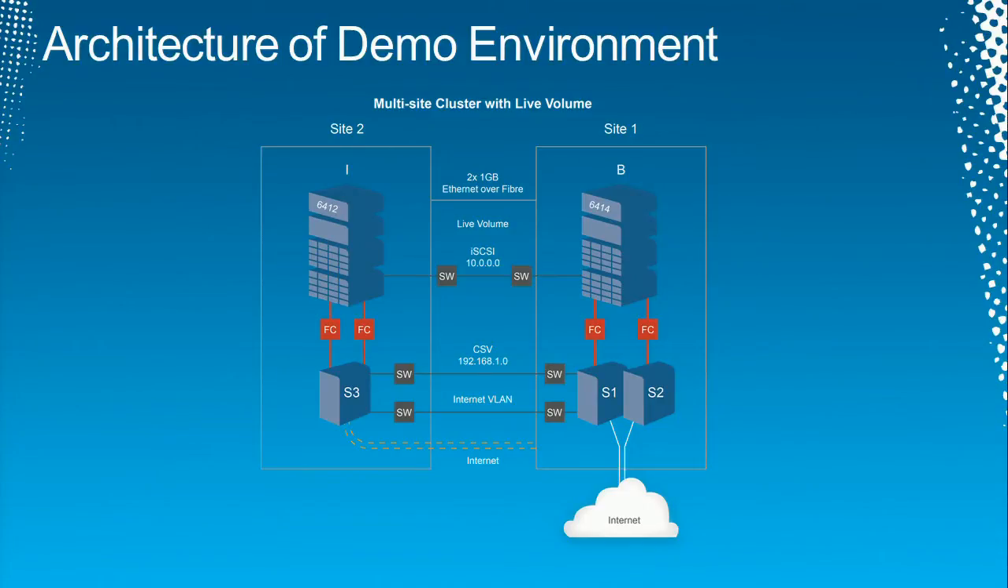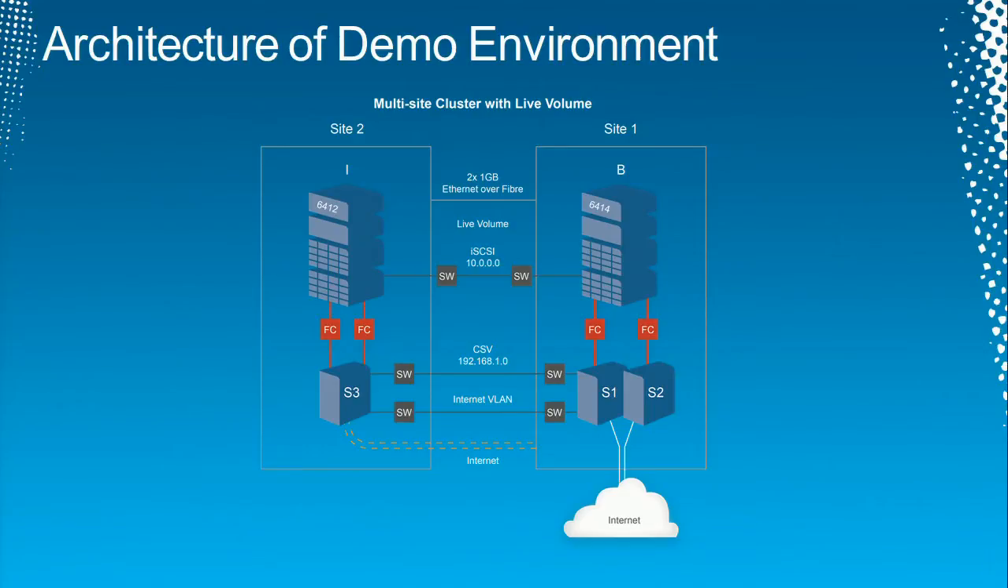So what we're looking at is the actual environment we're going to be working on today. This is up in Indiana. Site 1 is Bloomington. That's the letter B there. Site 2 is I. That's the Indianapolis. And we have 2 storage centers. Your 6412 and 6414 are our 2 demo SANs. That's Storage Center Series 30, I believe, SANs.